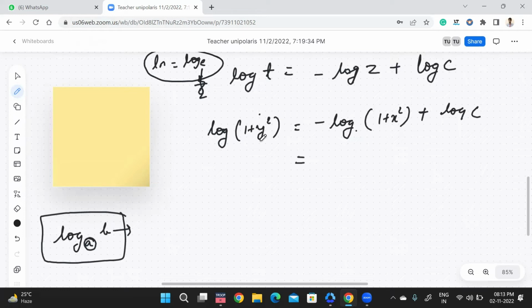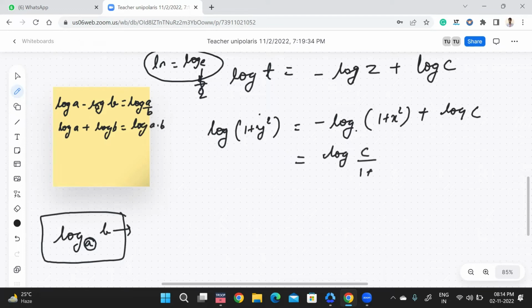So now we can use the property of log. So this says that if you have two logs with the same base, log a minus log b, then you get log of a divided by b. And if you are taking log a plus log b, then you get log of a into b. So here we can write it as log c over 1 plus x square, because 1 plus x square is the one which has a negative sign. So whichever has the negative sign goes in the denominator. So 1 plus x square goes in the denominator. Here we can just write log of 1 plus y square.